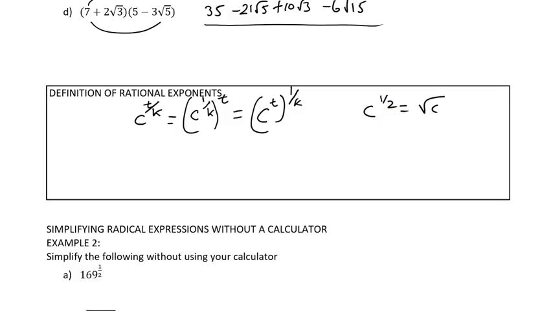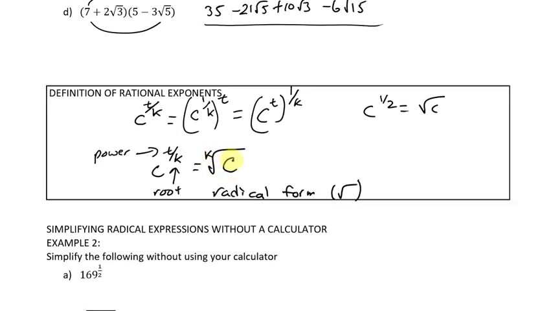Okay. You also can, as we said, I'm kind of hinting at it here, write this in radical form. Radical form just has a radical sign in it. So this would be right there. The bottom number is the root, and the top number is the power. So we write it like this: the k root of c to the t power. That is one way of writing it.